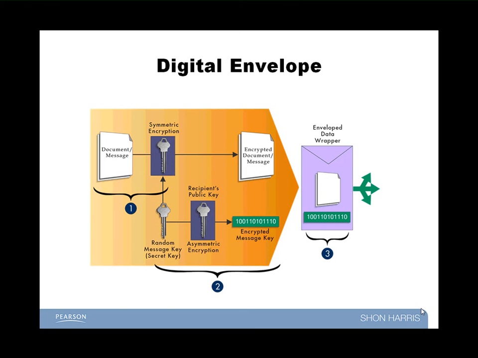The symmetric key that's encrypted with the receiver's public key, and the message that's encrypted with that symmetric key, goes to the destination. That's what's referred to as a digital envelope. The receiver will take their private key and decrypt and extract the symmetric key. The symmetric key is then used to decrypt the message.